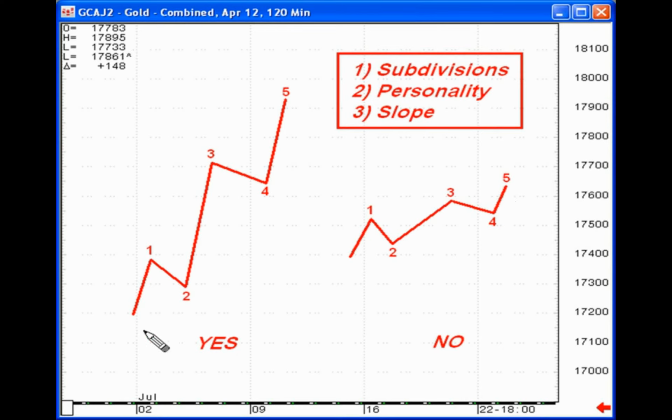When it comes to identifying wave patterns properly and correctly, 3 things I look for: subdivisions, personality, and slope. For example, in this instance over here to the left, it has the proper subdivisions. The personality, it's an impulse wave. Prices should travel far in a short period of time. They do. And with respect to slope, very apparent here. Keep this in mind next time you're labeling your own price charts.